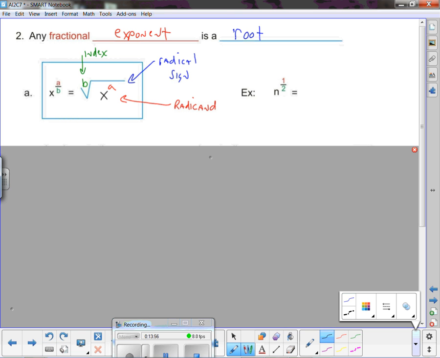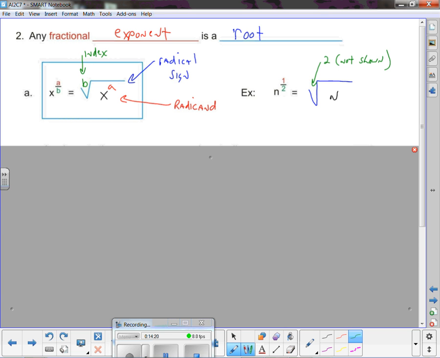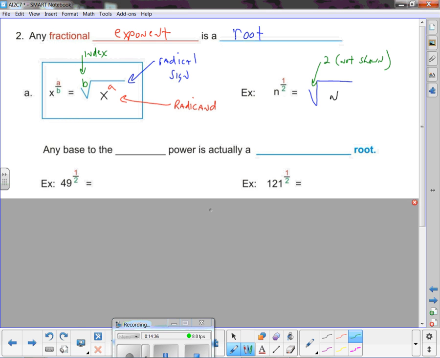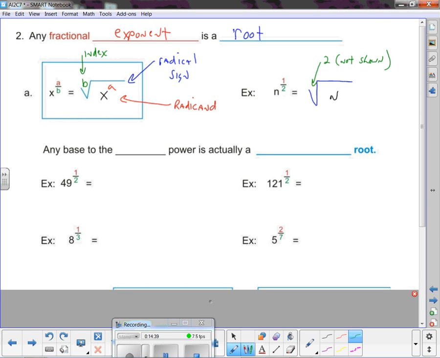Remember, we can change the form of this. Radical sign. What is the radicand? N to the first power. We usually don't write the ones, right? And what is the index? The index is a 2, but it's not shown, right? We don't show 2 indexes. Whenever there's no index shown, we know it's a 2 and we know it's a square root. So n to the 1/2 power is actually the square root of n. N to the 1/2 power is the square root of n, and that leads us to my next thought here.